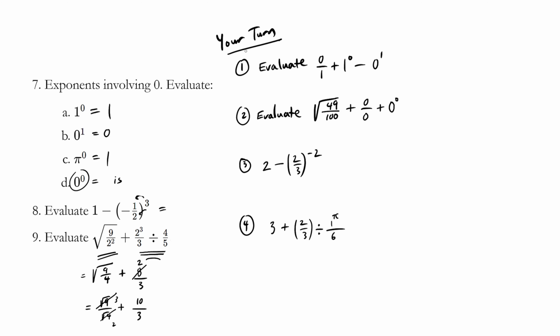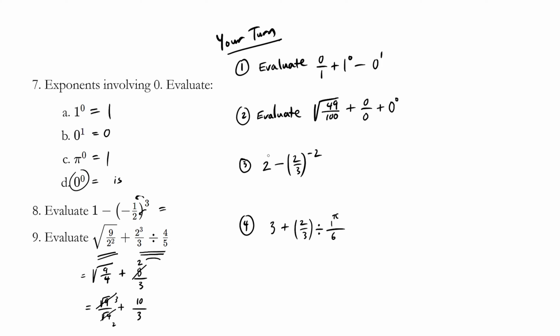Okay, now it's your turn. 1. Evaluate 0 divided by 1 plus 1 to the exponent 0 minus 0 to the 1. 2. Evaluate the square root of 49 over 100 plus 0 divided by 0 plus 0 to the exponent 0. Now please don't ask Siri what 0 divided by 0 is.